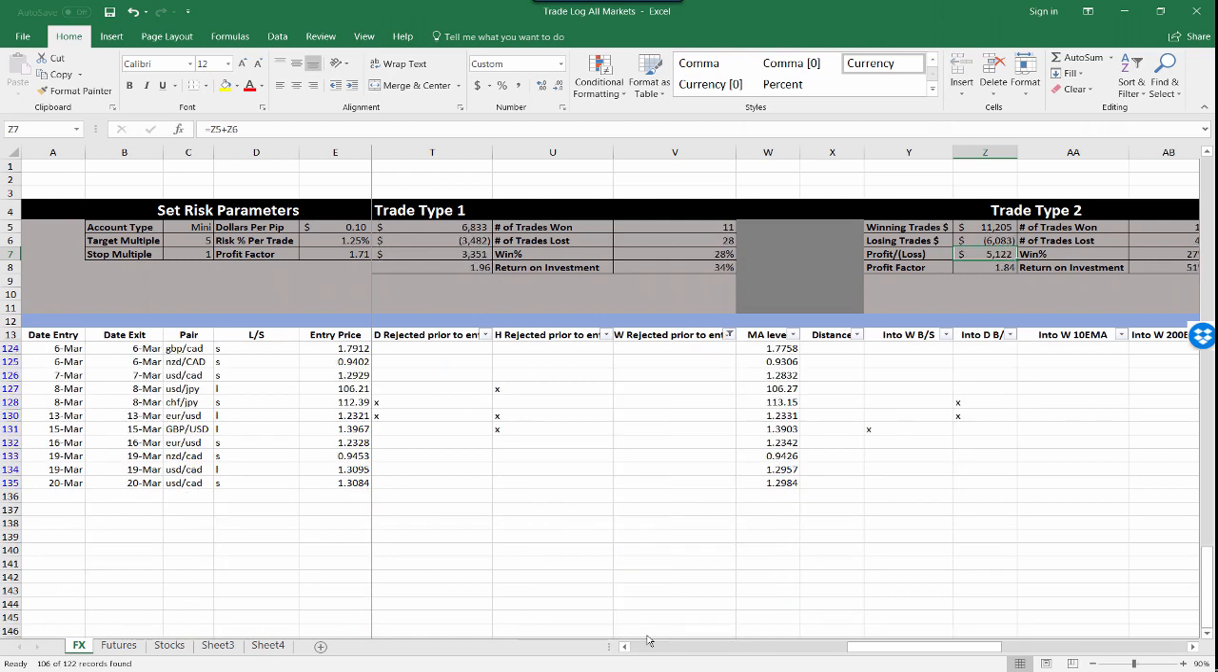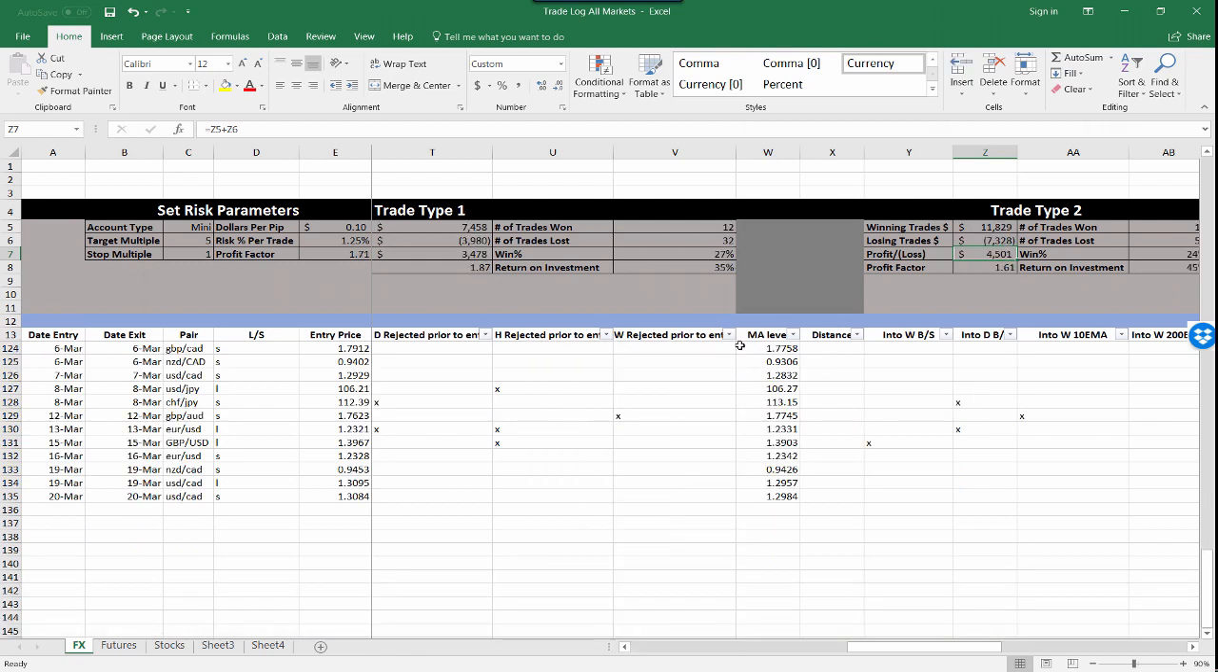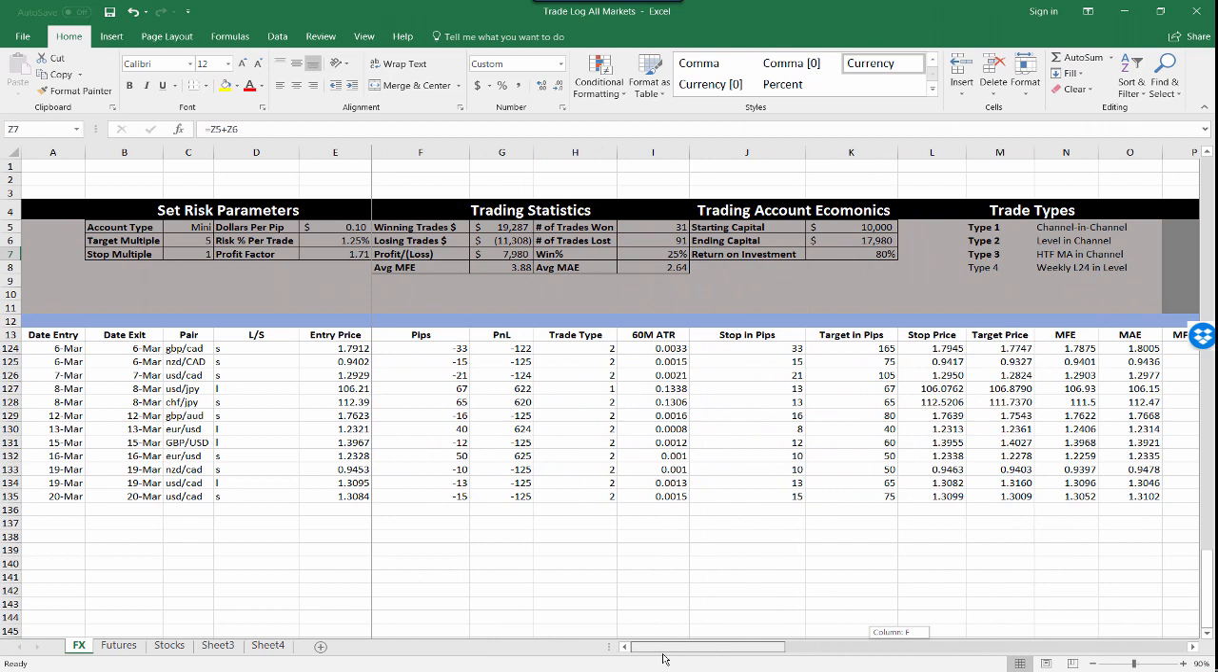Let's see if weekly does anything. So weekly actually looks like, does it help both of them? No, it just helps trade type 2. So anyway, as I get more and more data in here, then we can start digging into the different trade types and see why those might have an impact.